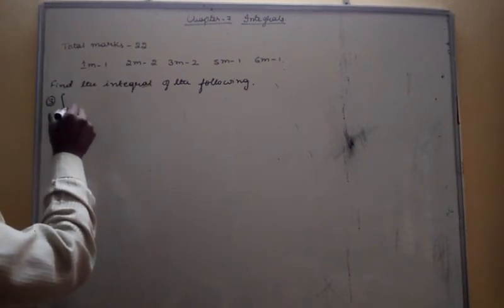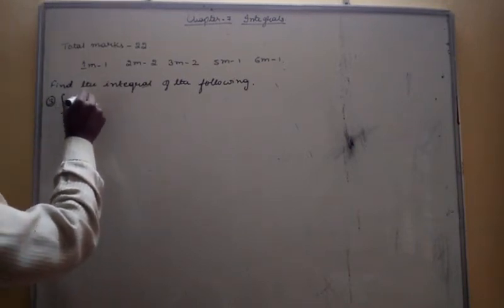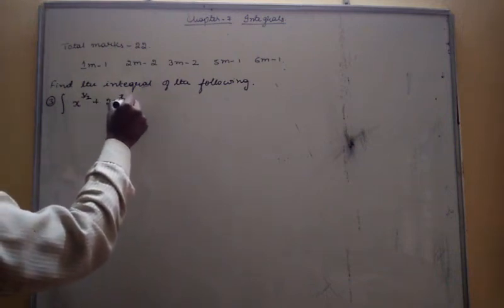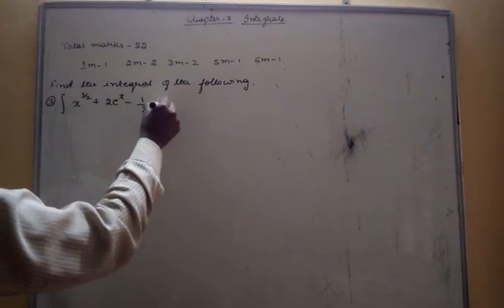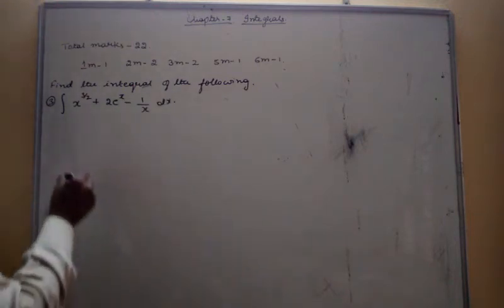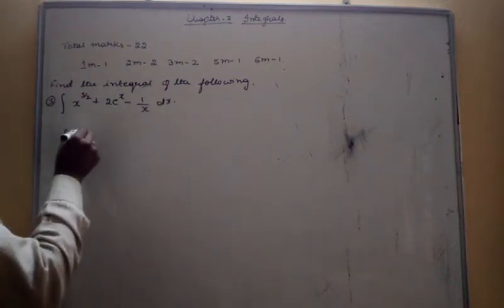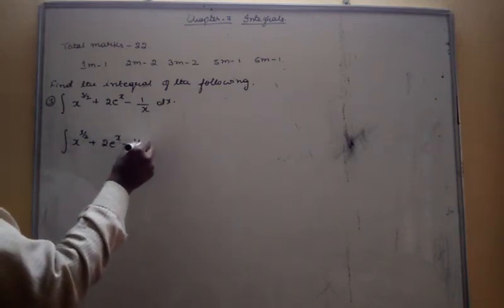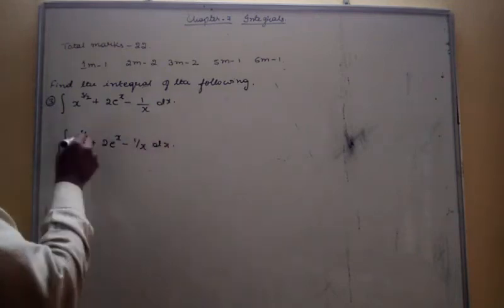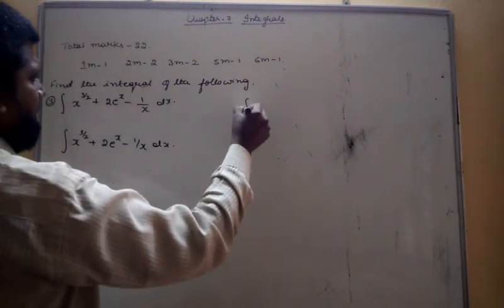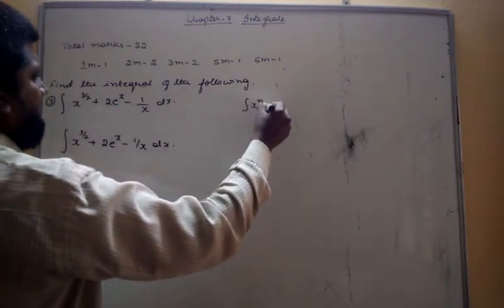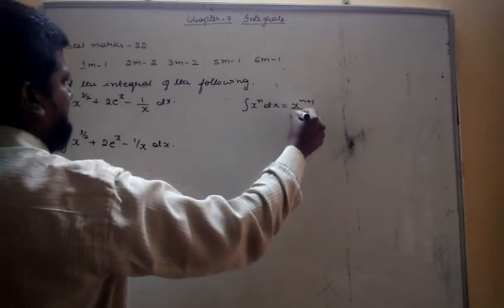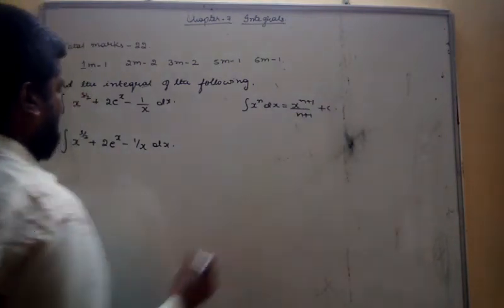Integration of x to the power of 3/2 plus 2e to the power of x minus 1/x dx. Okay, so he has given x to the power of 3/2 plus 2e to the power of x minus 1/x dx. So for the integration, you have to apply the formula: integral of x to the power of n dx is equal to x to the power of n plus 1 by n plus 1, plus c.